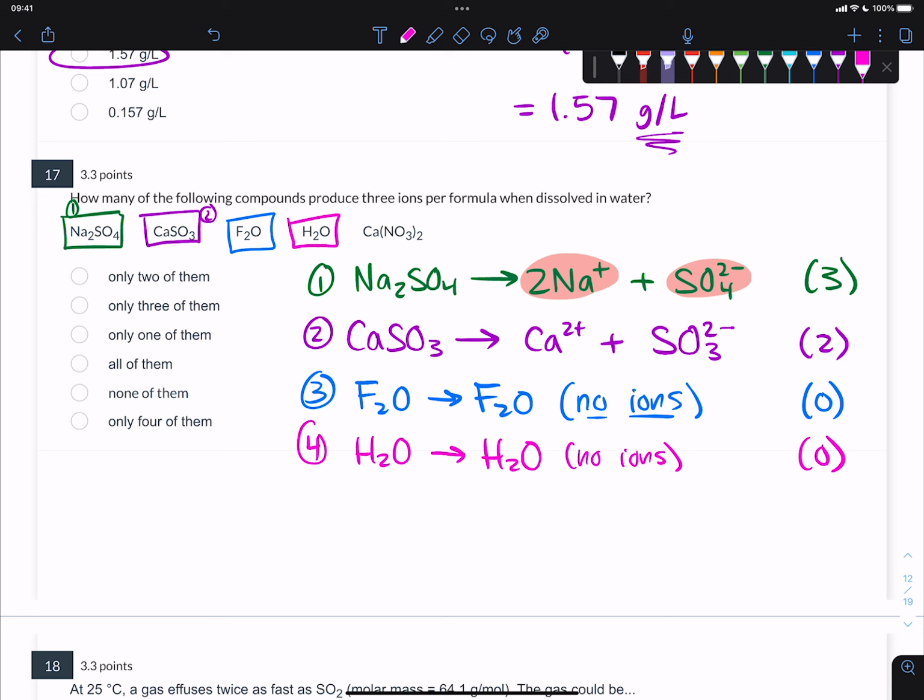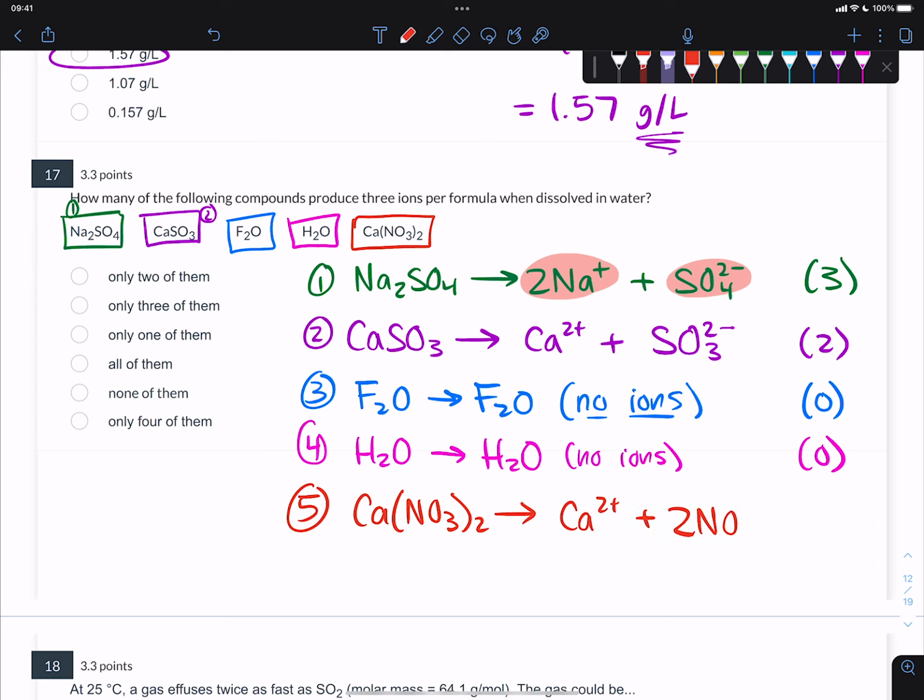And then lastly, we've got calcium nitrate. So calcium NO3 twice. From our solubility rules, we know that nitrates are very soluble. So you'd get a calcium 2 plus ion and 2 nitrate ions. That'd give you 3. So only 2 of them. Which 2? The first one and the last one. That's why the answer is just 2 of them.